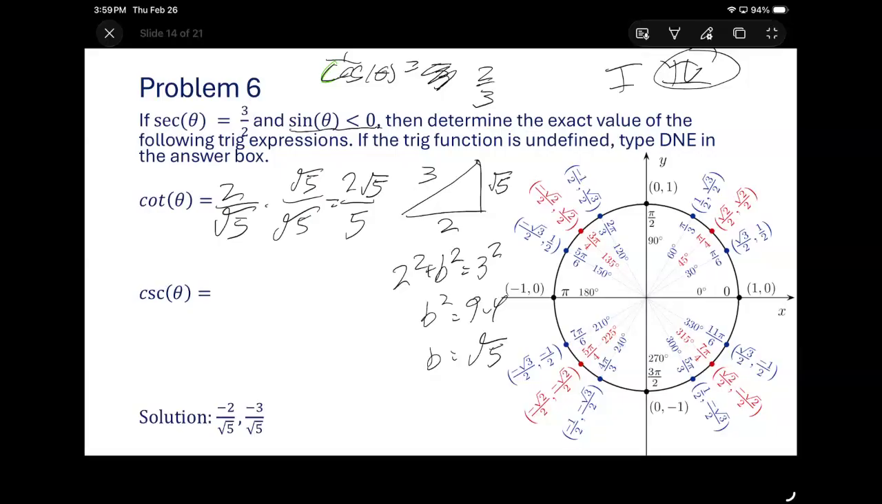Cosecant is the reciprocal of sine, which is opposite over hypotenuse, so we want the hypotenuse over opposite. Our hypotenuse we know was 3, our opposite was root 5, and both of these are negative. I did neglect to add the negative because we know we were in the fourth quadrant.